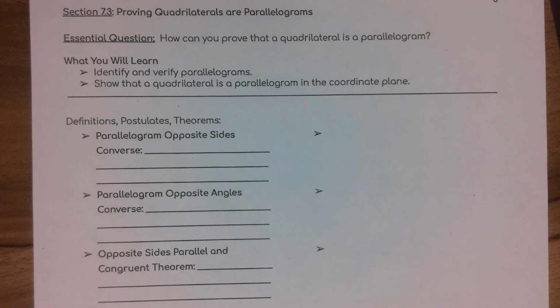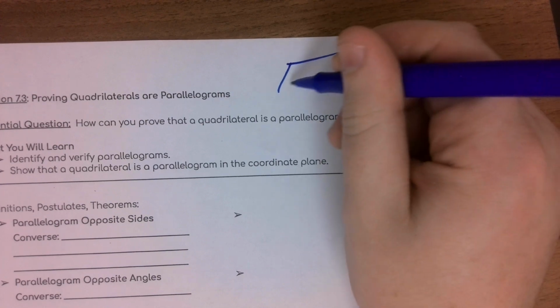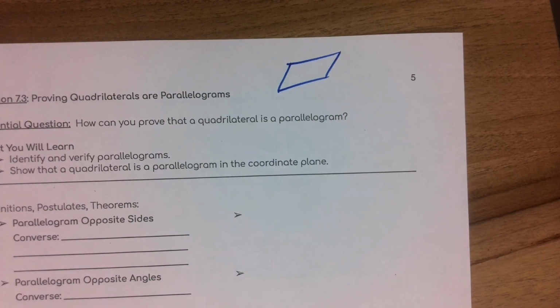Today we're taking a look at section 7.3, proving quadrilaterals are parallelograms. So last section is going to have a pretty big impact on this one. If I show you a shape, how could you prove that it's a parallelogram?